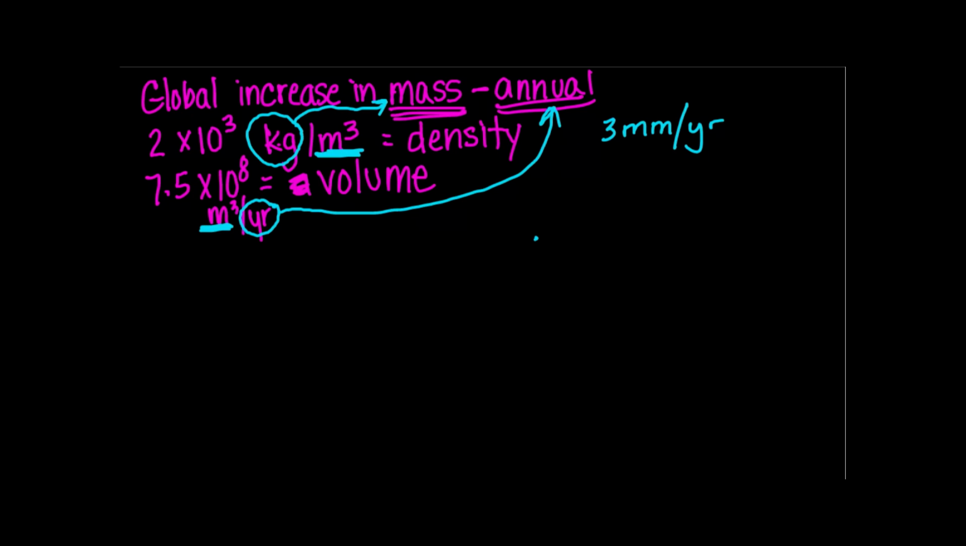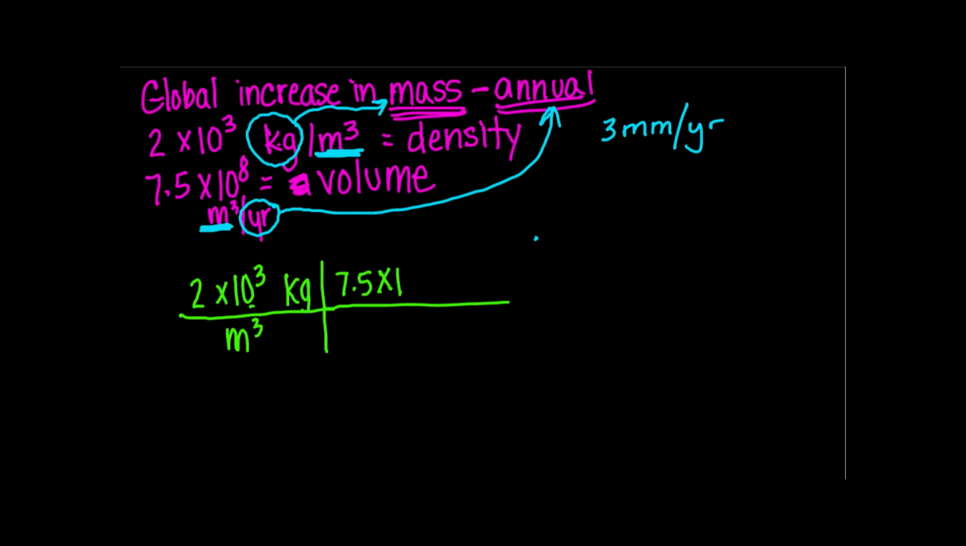So now let's try and put this math together for this one. Okay, so now we've got 2 times 10 to the 3 kilograms per meters cubed, and we're going to multiply that by 7.5 times 10 to the 8th meters cubed per year. These meters cubed will cross out. These meters cubed will cross out. And let me get my calculator to see what we'll get.